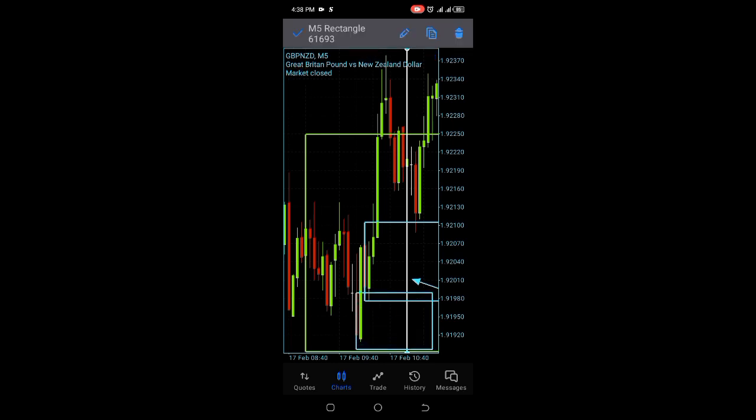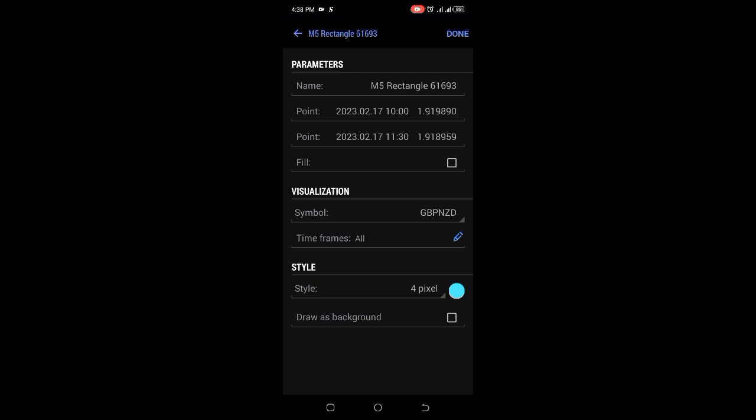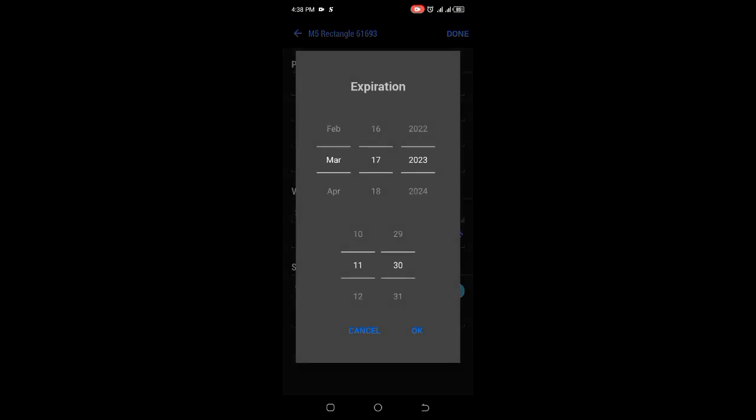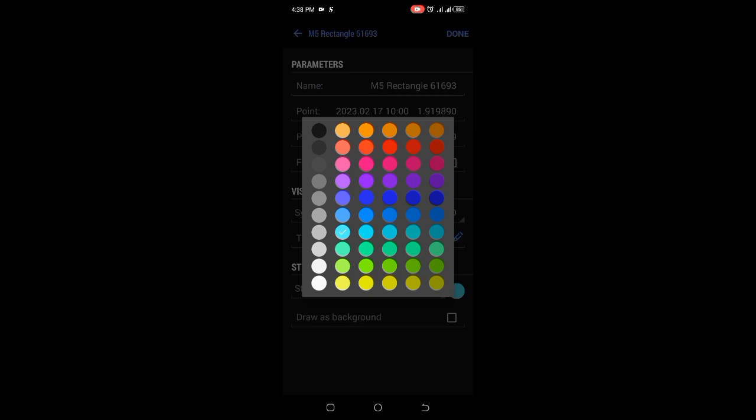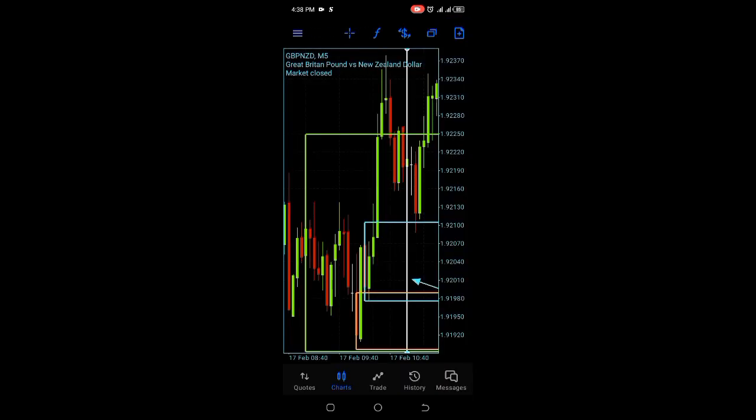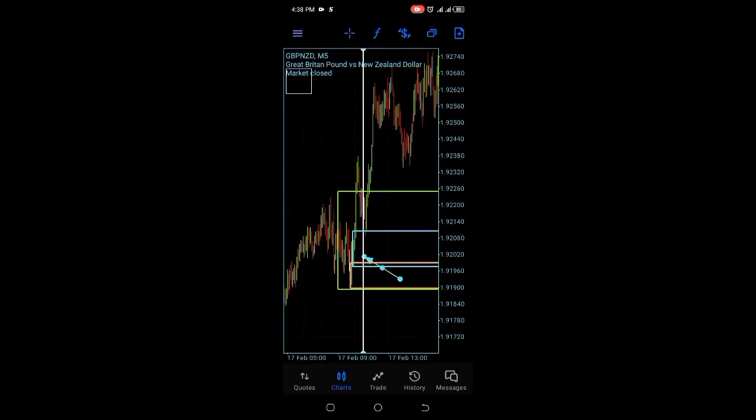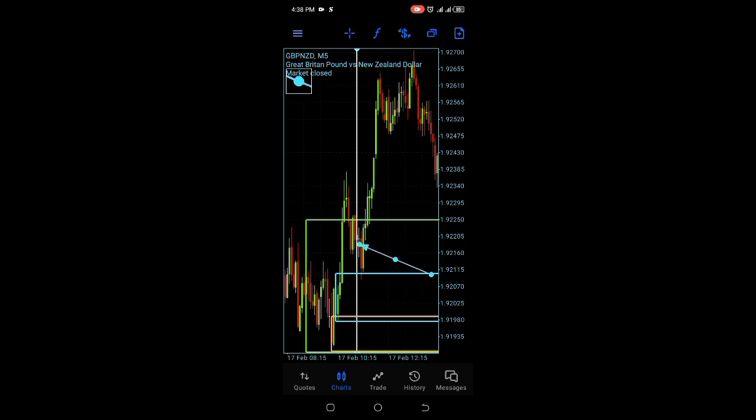The purpose of these zones is that they are used for setting our pending orders, or buy limits. We're going to have our pending order set at the top of the zone, and then our stop loss at the bottom of the zone. We're going to do this for both of them.